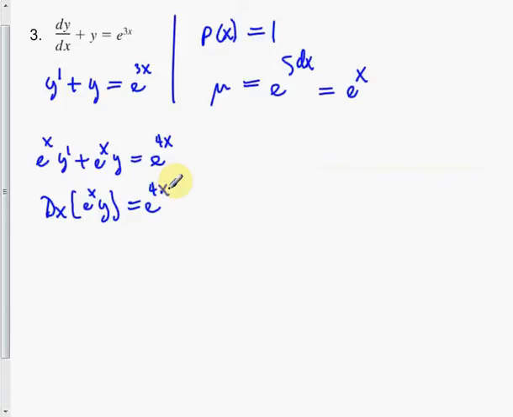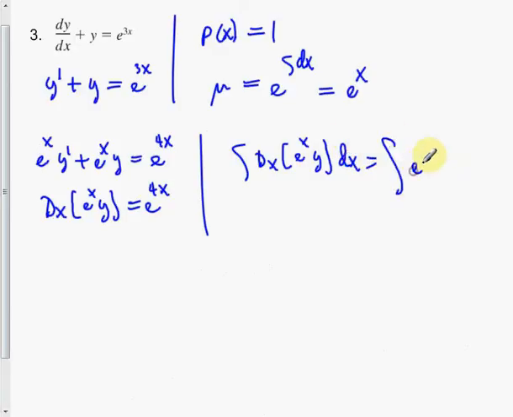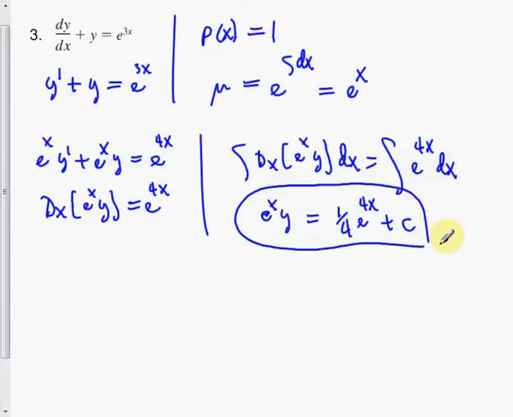Integrate both sides. So the integral of this derivative of e to the x times y dx is equal to the integral of e to the 4x dx. Integrate the left side, it's just e to the x times y, and that's equal to 1/4 times e to the 4x plus the constant. Now we can divide everything through by that e to the x and just leave y equal to.